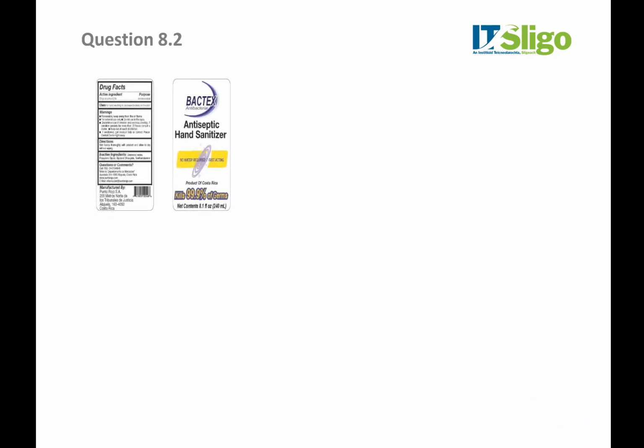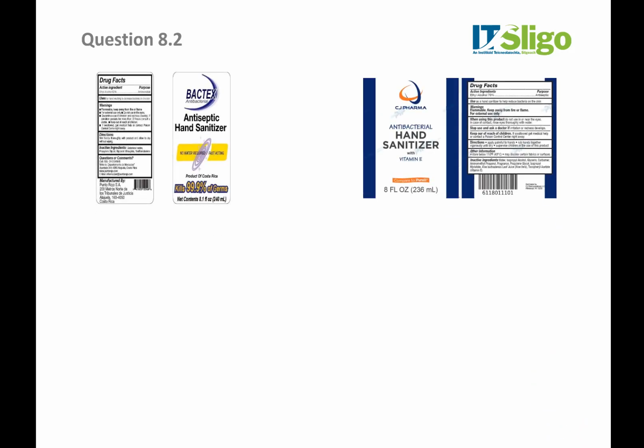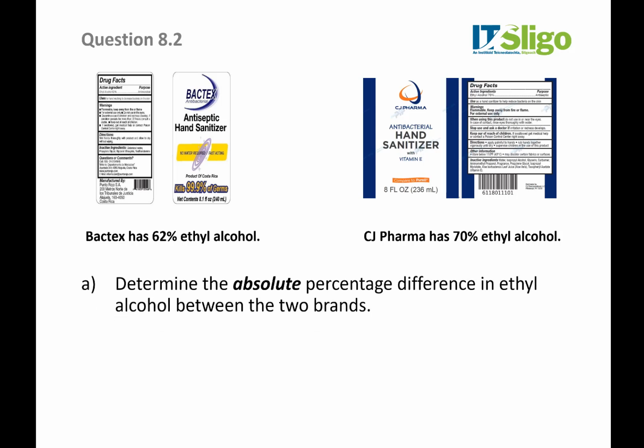So now again, guys, take a wee pause and we just take a look at the alcohol content of two hand sanitizers. So Bactex has 62%, which is actually technically below the recommended level. And CJ Pharma has 70%, which is the minimum recommended level. So the question then, determine the absolute percentage difference between the two brands.